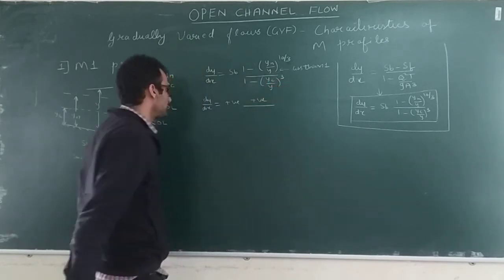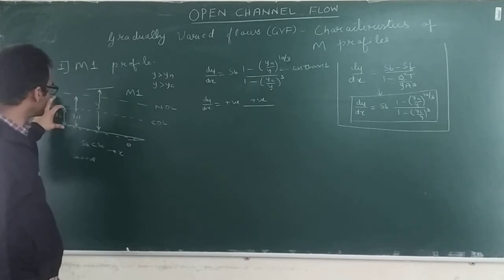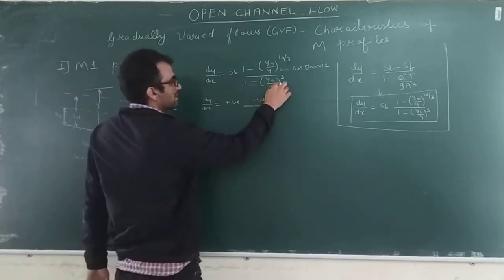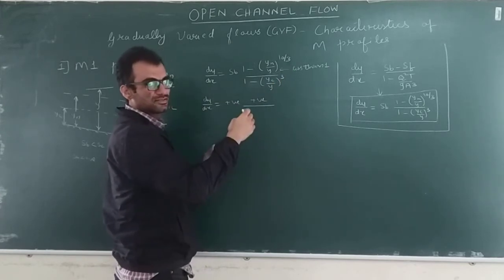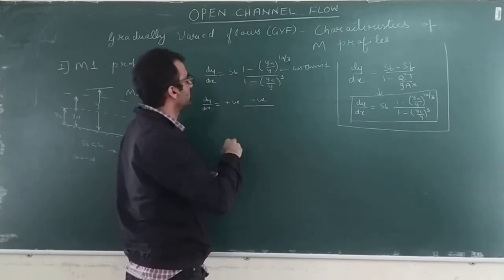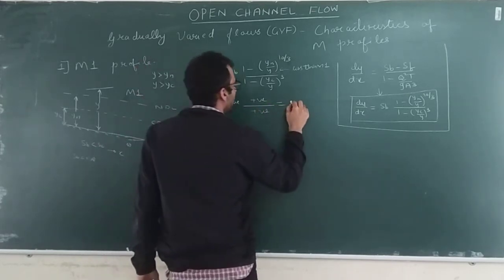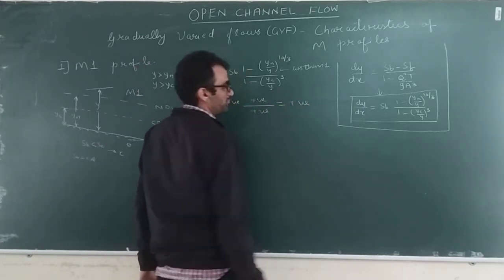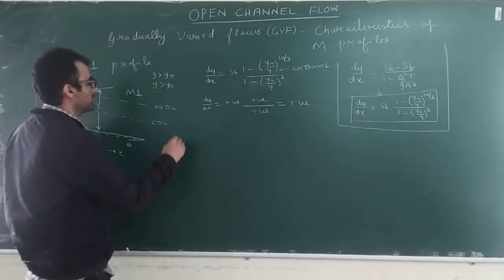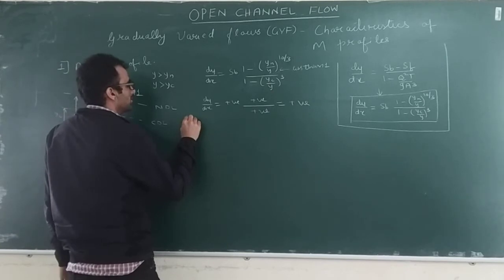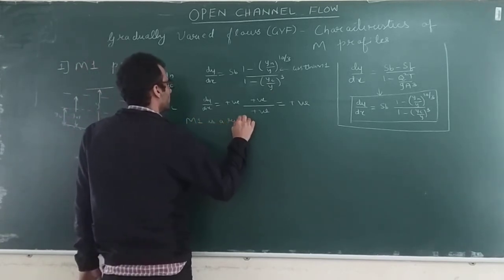Again yc is less than y, so if you divide yc by y, you get a fraction less than 1, and if you take the cube, the magnitude will again be less than 1. So the denominator also will be positive. So dy by dx should be a positive number for an M1 profile. It means that M1 is a rising profile.